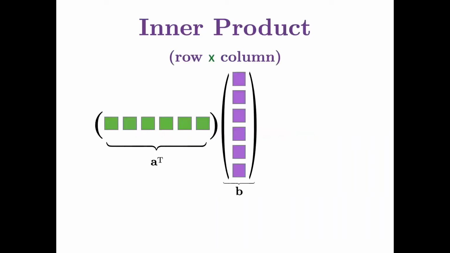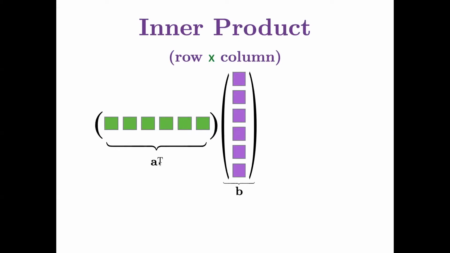Now let's venture into matrix multiplication. We'll start with the inner product, which is the multiplication of two vectors, a row times a column.